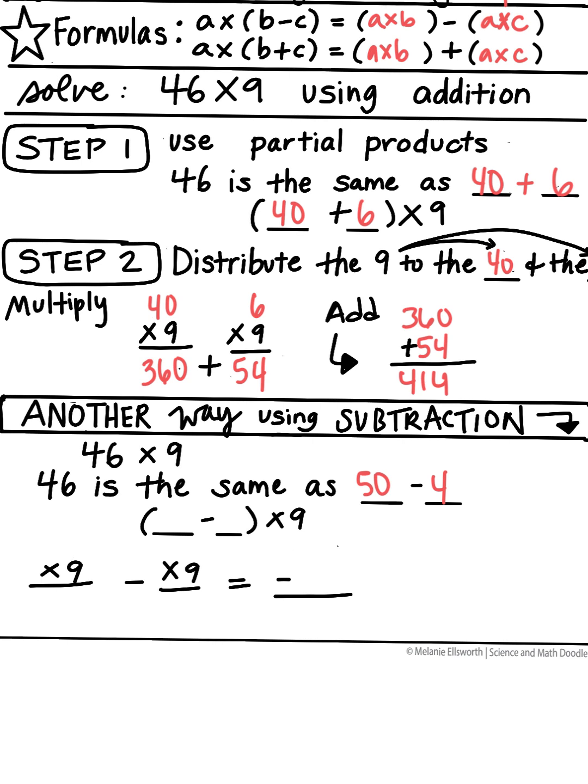Okay, so 46 is the same as 50 minus 4. I'm using 50 because it's easy. It's a multiple of 10. So what I'm going to do is plug in 50 minus 4 times 9. Now the action for the distribution of the 9 is the same as it was before. So I'm going to take my 9. I'm going to multiply it.